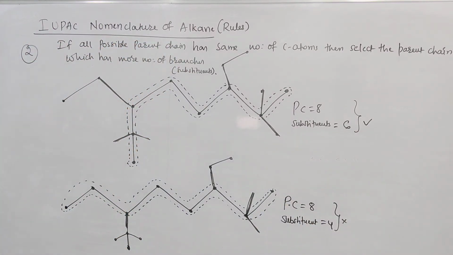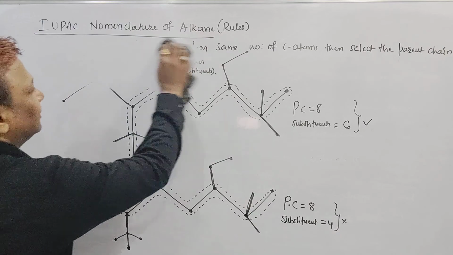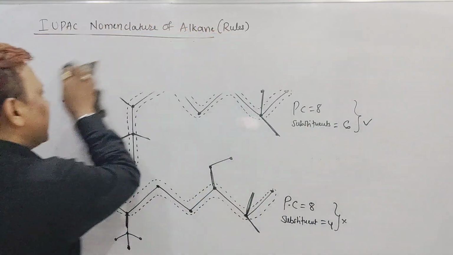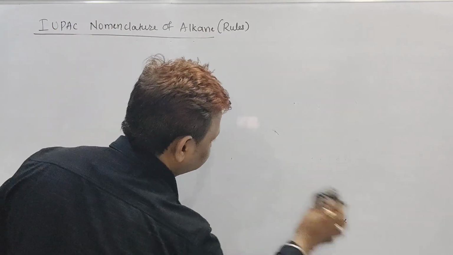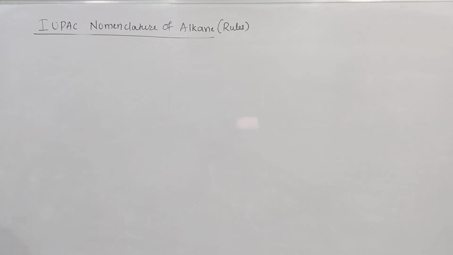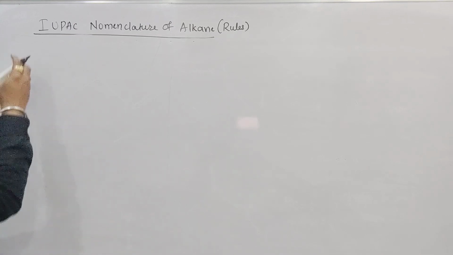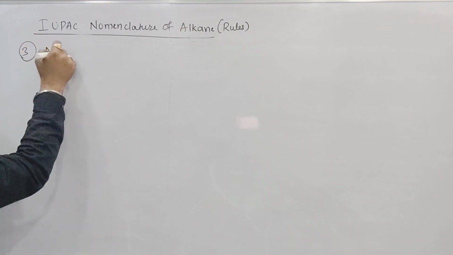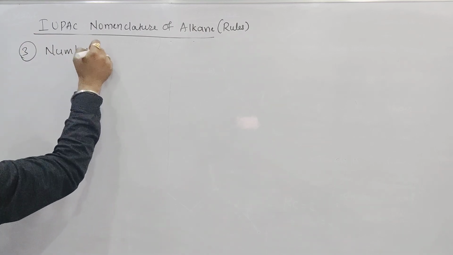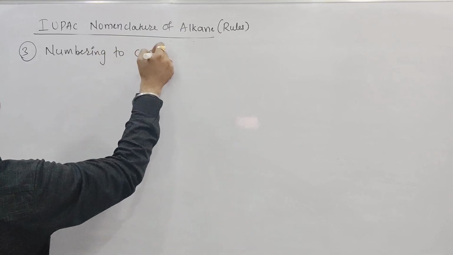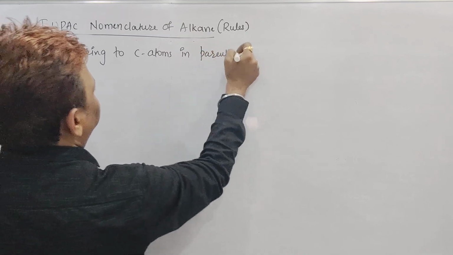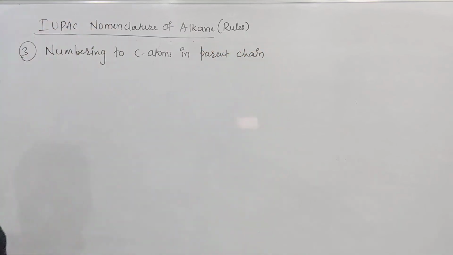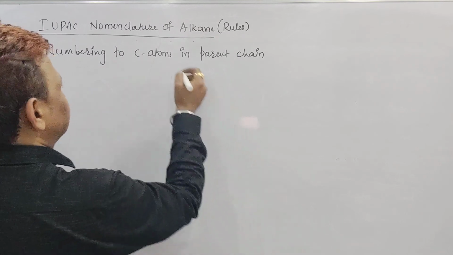Now come to rule number 3. Rule number 3 is numbering to the carbon atoms in the parent chain. Beta, numbering to carbon atoms in the parent chain. That is rule number 3.